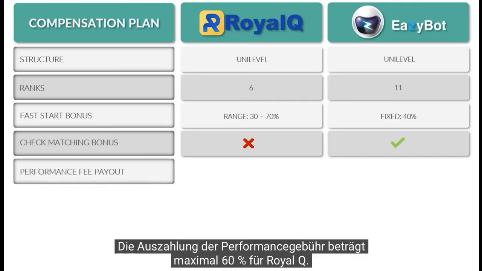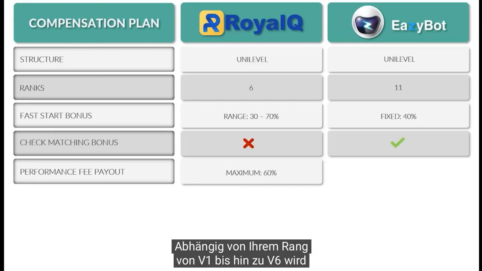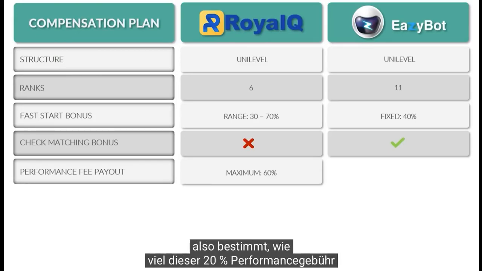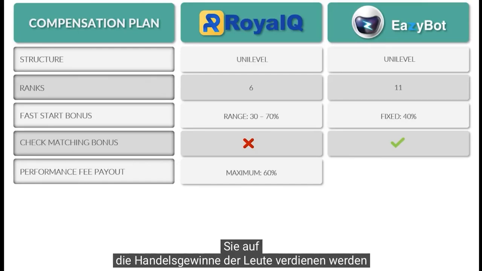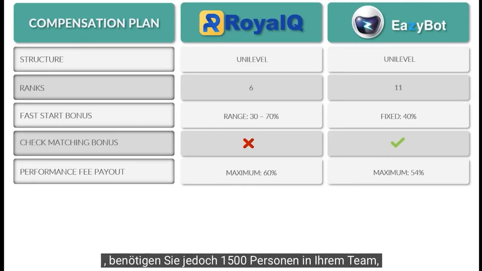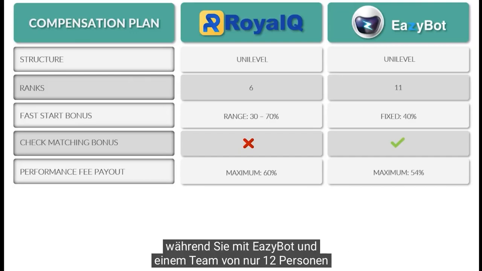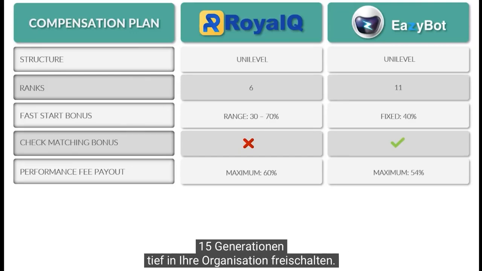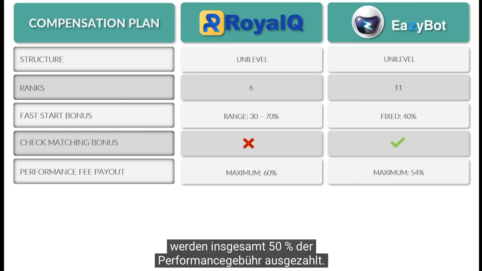The performance fee payout is a maximum of 60% for RoyalQ. So depending on your rank from V1 all the way up to V6 is going to determine how much of that 20% performance fee you're going to earn on people's trading profits throughout your organization. With Eazybot, it's a maximum of 54%. However, in order to earn that 60% with RoyalQ, you need 1,500 people on your team. Whereas with Eazybot and a team of just 12 people, you unlock 15 generations deep into your organization. And when you add up all of those levels, it's a total of 50% of the performance fee paid out.